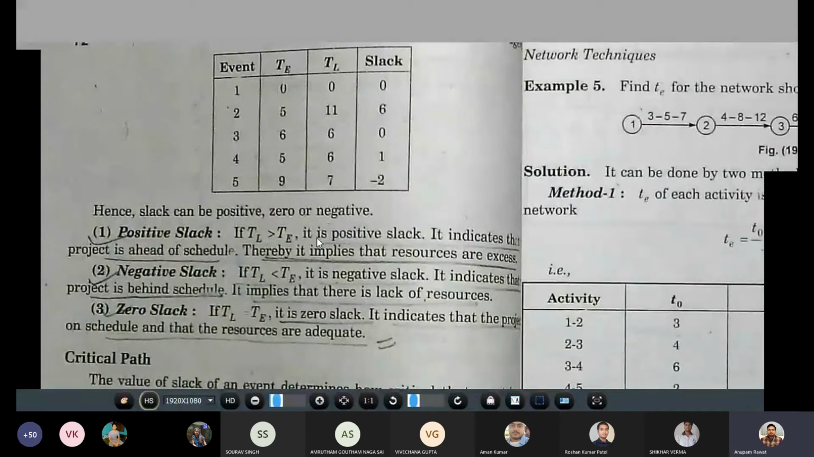मतलब कि schedule से पहले चल रहा है और हमारे पास बहुत time है और resources भी हैं. For negative slack, TL is less than TE. This is the negative slack, like in the case of event 5. It indicates the project is behind the schedule, and it implies that there is a lack of resources. The third one is zero slack. In case of zero slack, TL is equal to TE. That means the project is on schedule and the resources are adequate.